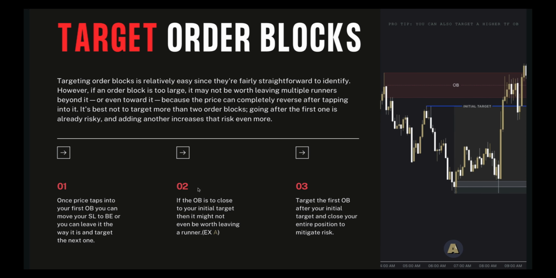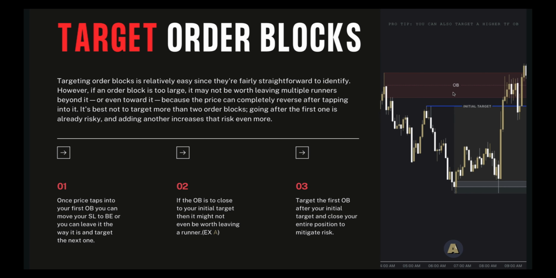The next thing you could also do is, if the order block is too close to your initial target, then it might not even be worth leaving a runner. Example A right here, right? So as you can see, the initial target is here, and there's an order block up here. Now it's fairly risky to target the order block above it.